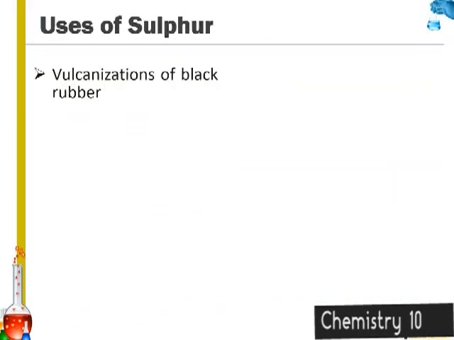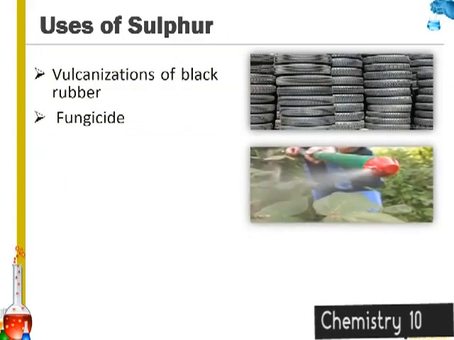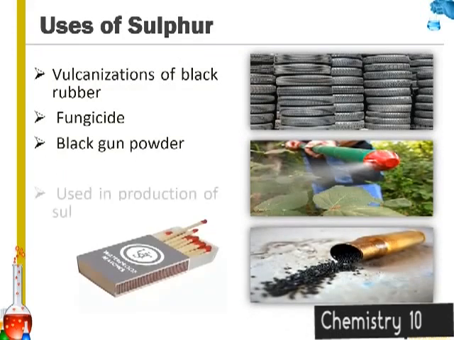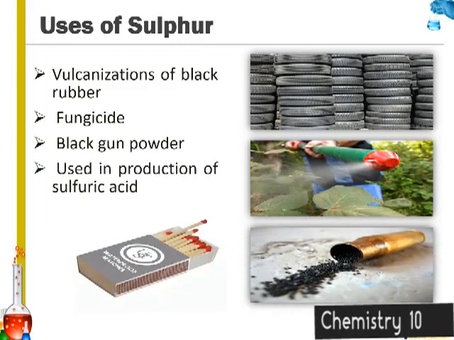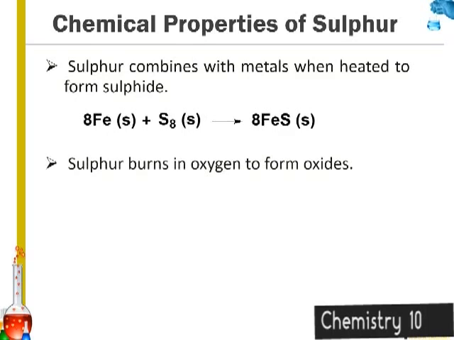Sulfur is used in a number of applications, including the vulcanization of black rubber, fungicide, black gunpowder, and also for the production of sulfuric acid. Sulfur will react with metals when heated to form sulfides. It will also burn in oxygen to form oxides.